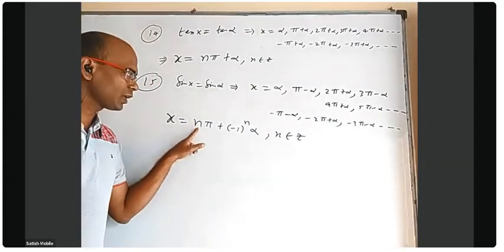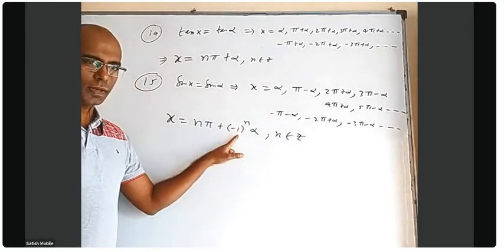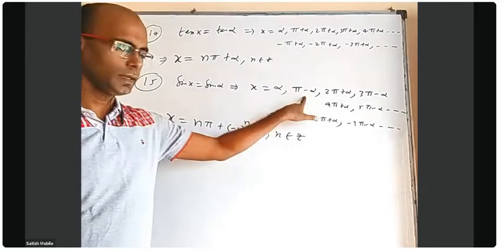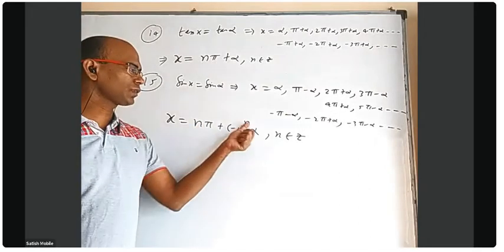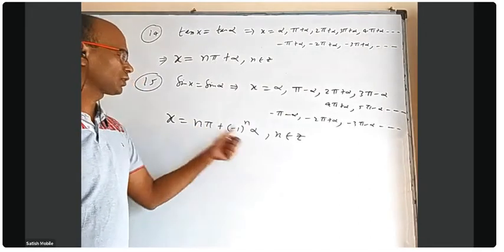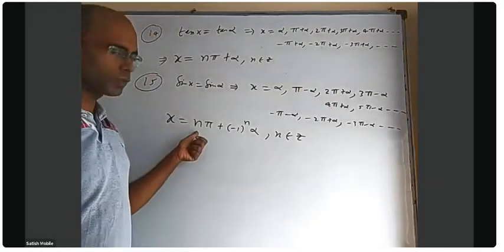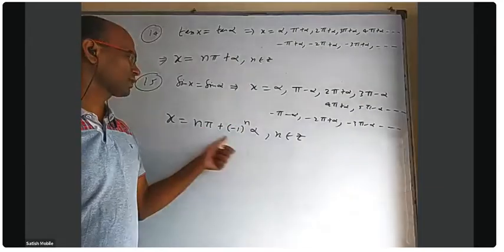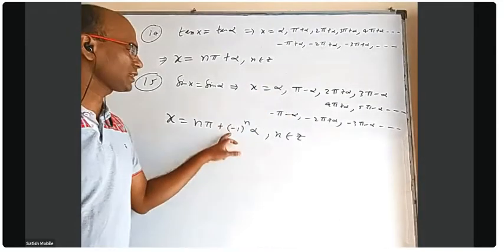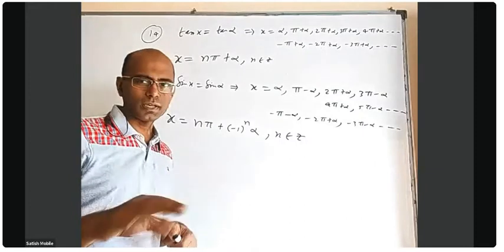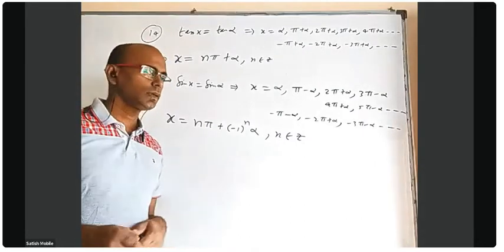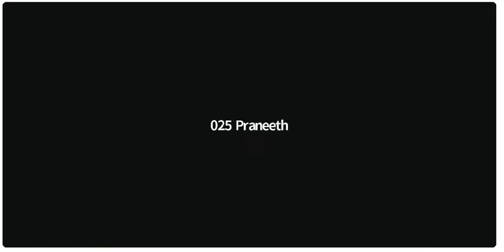This is a small trick to get alternately plus and minus. When you put n equal to 1, (minus 1) whole power 1 will be minus alpha, so I'll get pi minus alpha. When I take n equal to 2, (minus 1) whole square will be plus, so it will be 2 pi plus alpha. When I take n equal to 3, (minus 1) whole cube is minus, so I'll get 3 pi minus alpha. So this (minus 1) whole power n makes it alternately plus minus. Is it okay? Yes, sir.